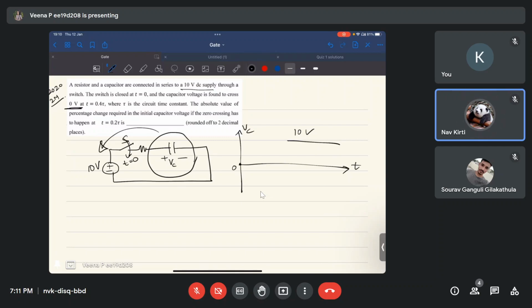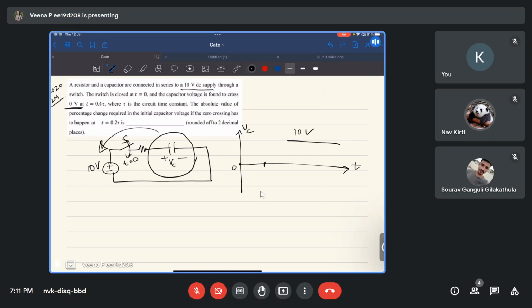Yes, ma'am. Okay. So capacitor voltage will cross 0 volt at t equal to 0.4 tau, where tau is the circuit time constant. The absolute value of percentage change. So initially the capacitor voltage was some negative value. Let it be capacitor initial voltage Vi1. That value we don't know, but it will reach 0 volt at 0.4 tau.